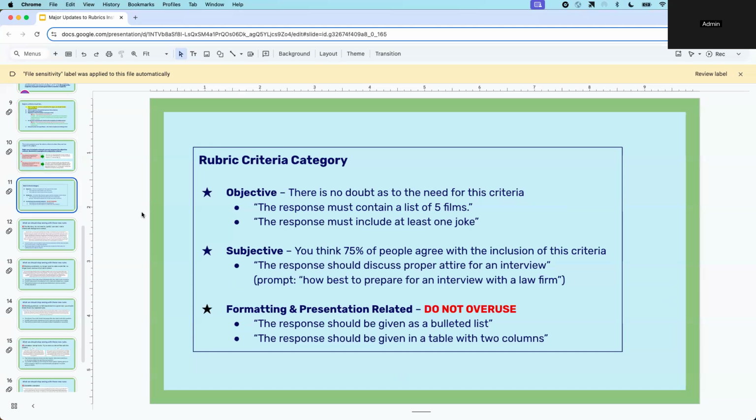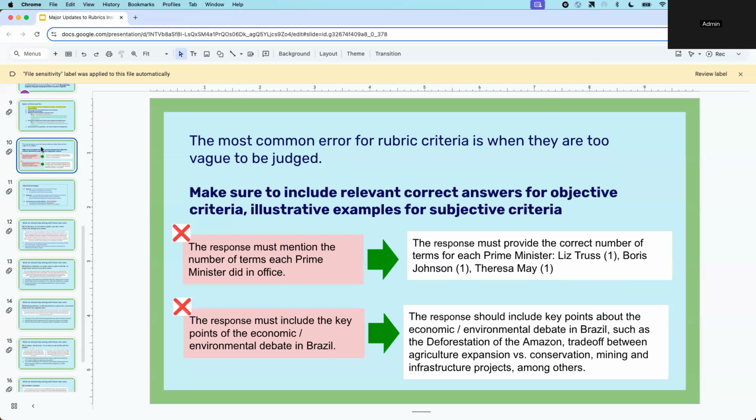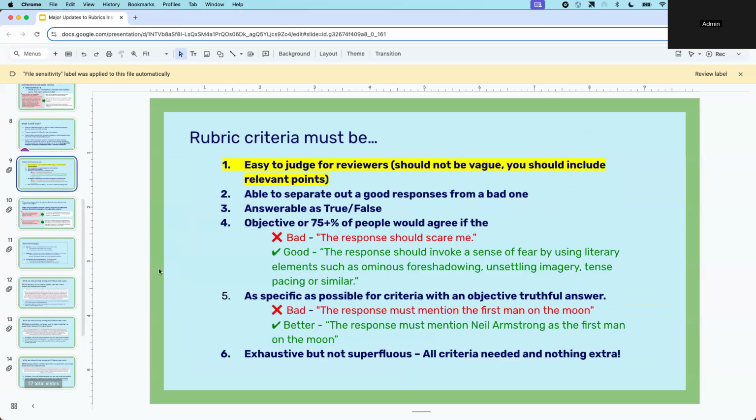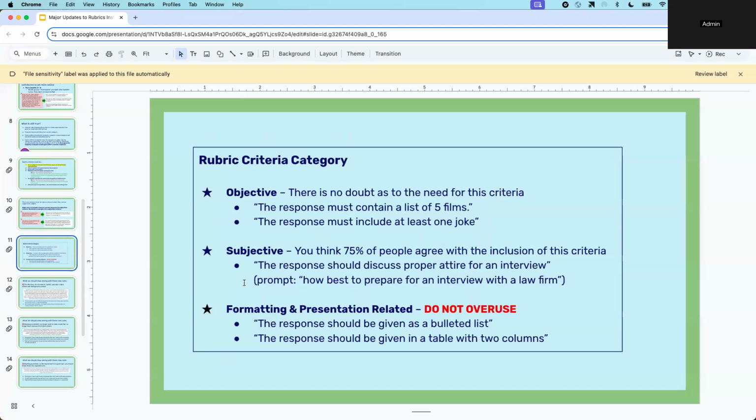Second will be subjective criteria. Maybe we can actually go back to some of these examples here. This one is a good example: the response should invoke a sense of fear by using literary elements such as ominous foreshadowing, and so on and so forth. It's not something that you can objectively count, similar to the first couple in the objective category. It should yield a 75% plus agreement. However, it's not inherently objective.